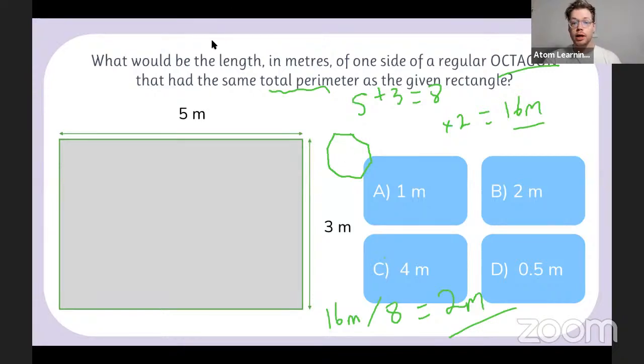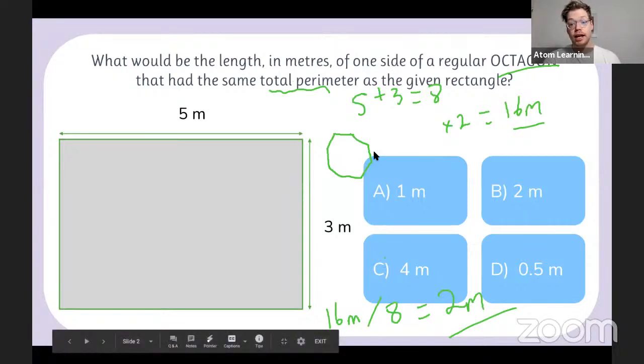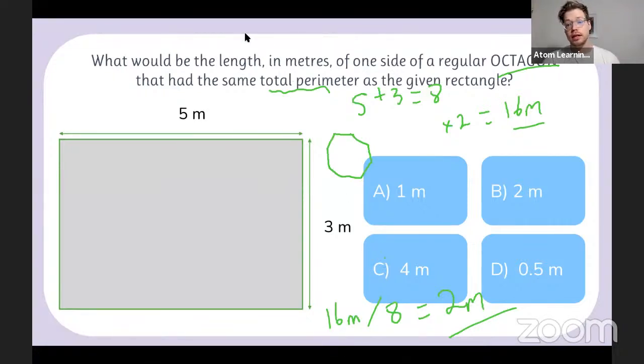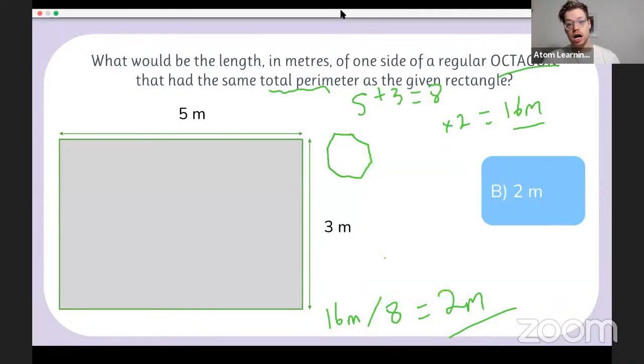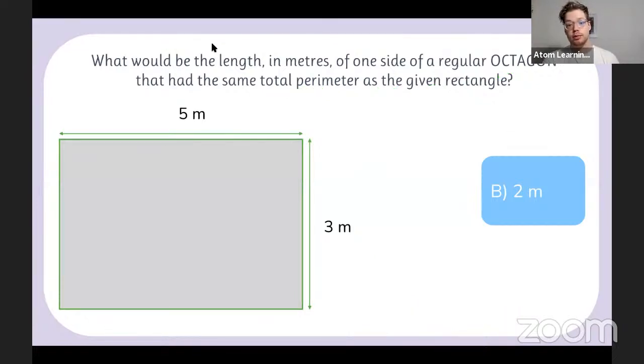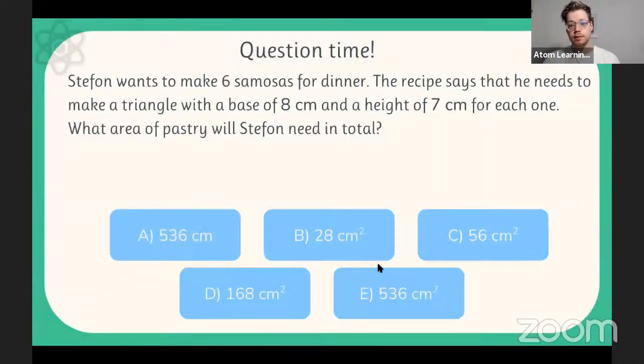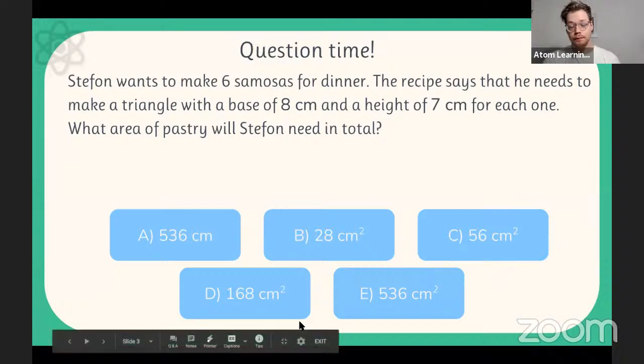So I went through that one quite quickly. If you struggled with that, we did cover it yesterday, so make sure you watch back that area lesson, okay? And well done to the 82 of us who got the answer B correct. That octagon is going to have 2 meter sides to give a total perimeter of 16. Okay, let's have a go at another quick question, just to get us in the mood for some volume questions. Have a little go at this nice wordy question, and then we'll be diving into volume.